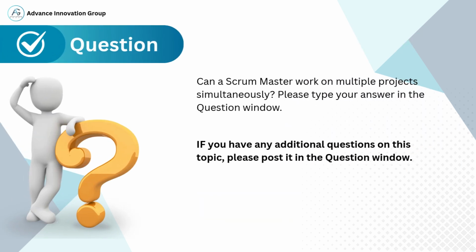This is an important question that often comes up in real-world Scrum implementations. Ideally, a Scrum Master should be dedicated to a single team to ensure proper facilitation, coaching, and the removal of impediments. However, in practical scenarios, especially in smaller organizations or teams with overlapping responsibilities, a Scrum Master may be assigned to more than one project.